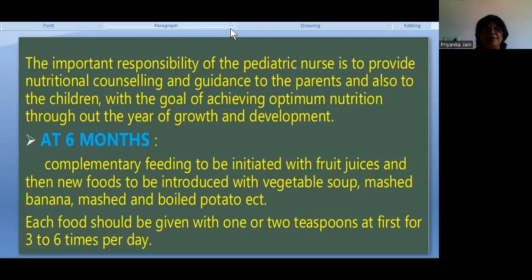At 6 months, complementary feeding should be initiated with fruit juices, and new foods introduced, with vegetables, mashed banana, mashed and boiled potato, etc. Each food should be given 1 or 2 teaspoons at first, 3 to 6 times per day.